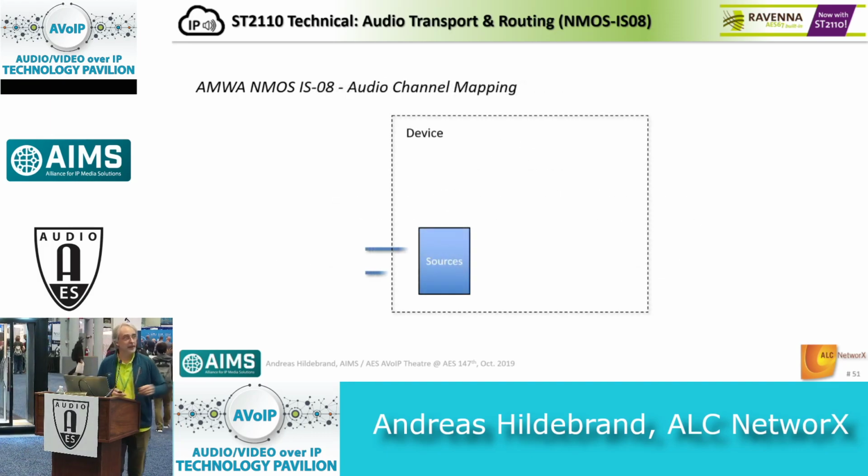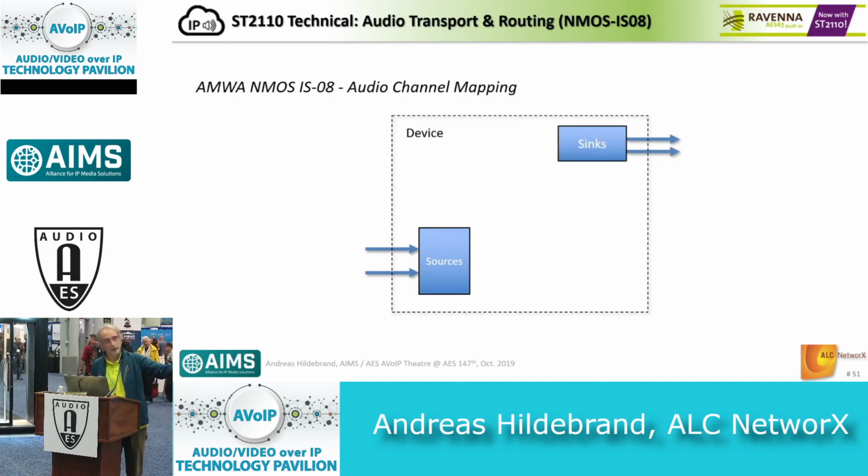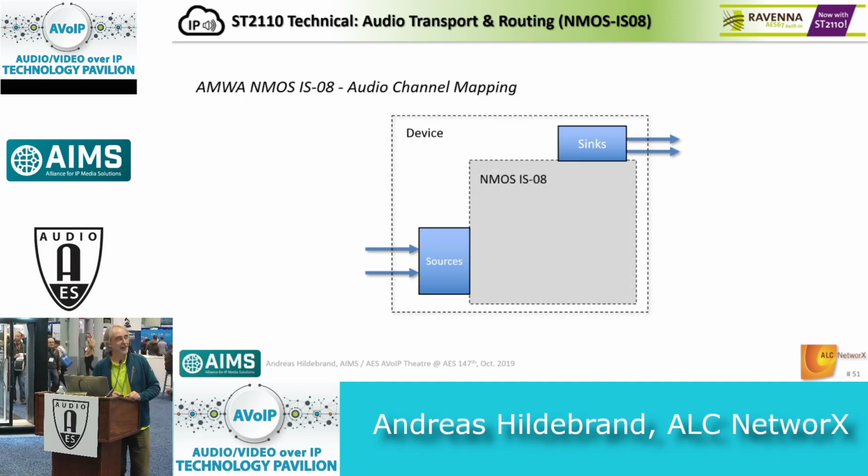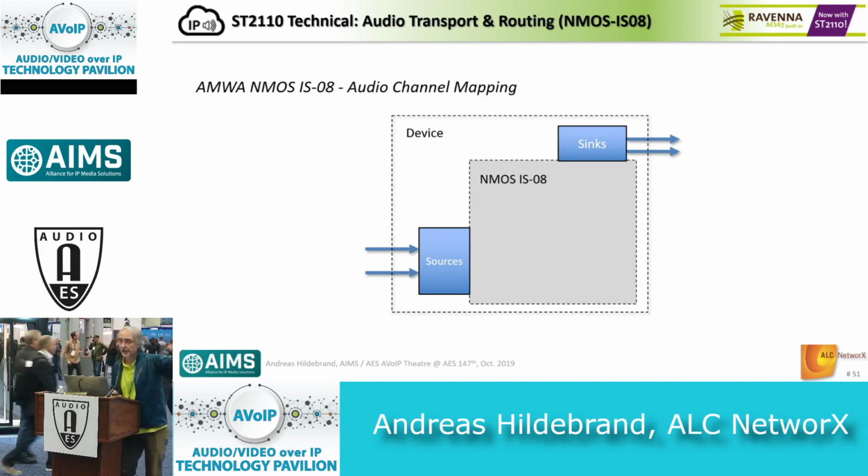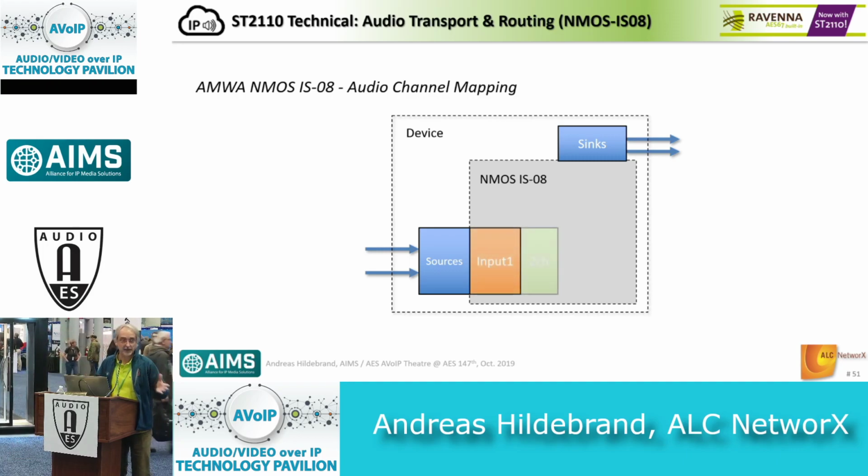So how does that look? We have a device which has some input sources, or maybe not, and has some output I/O points, some sinks. The speaker only has the sinks, apparently. A microphone would only have sources. But since this is a generic model, we have sources and sinks, which are the physical I/O points. And then we have a layer which is covered by IS-08.